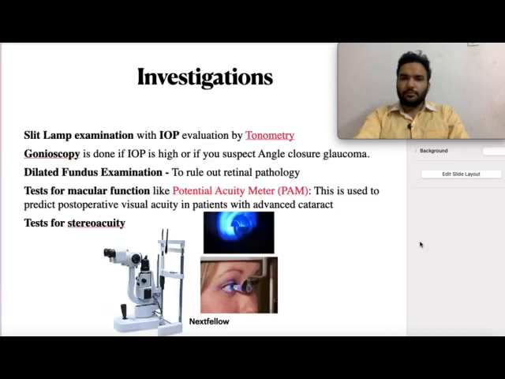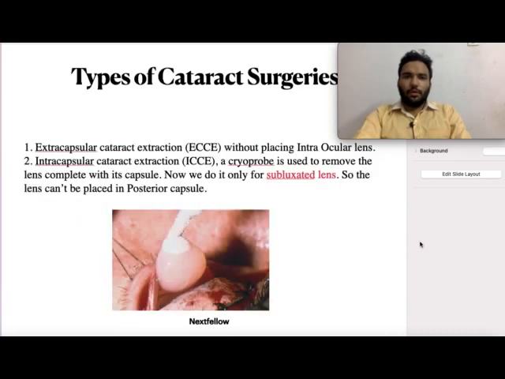Then coming to the types of cataract surgeries. We will go ahead with history. First is the couching method, which is pushing the lens backward. That is historical. That's been done long back. Sushruta did that. So now coming to the proper surgeries. First is the extracapsular cataract extraction without placing an intraocular lens. That's the first surgery that we did.